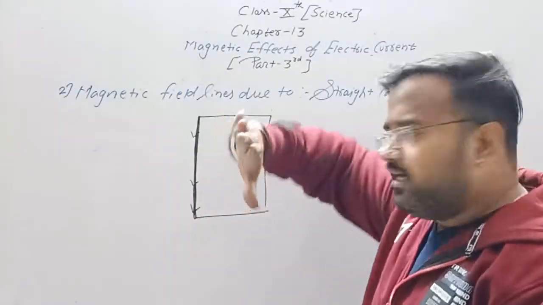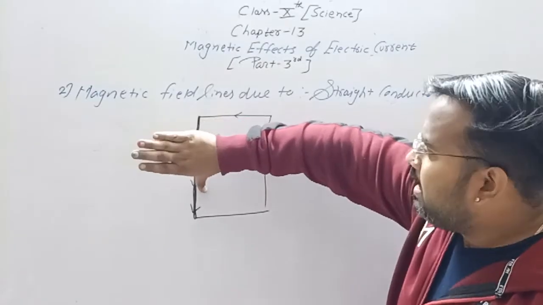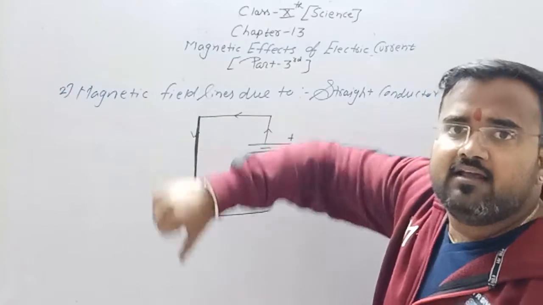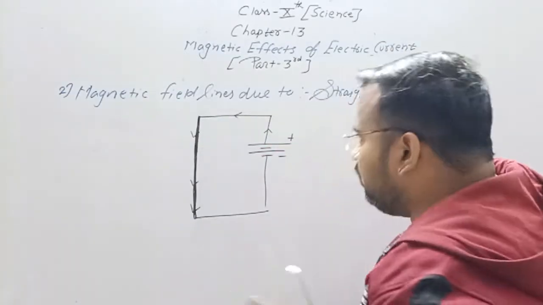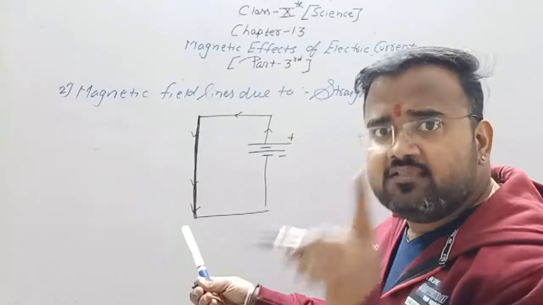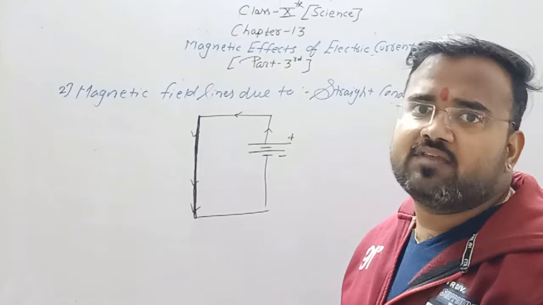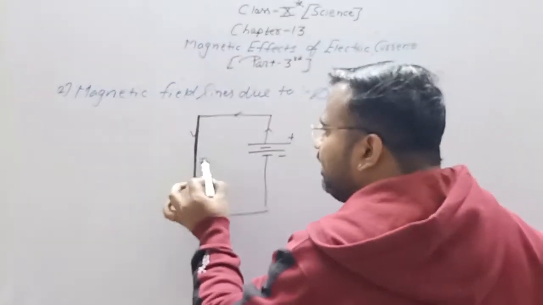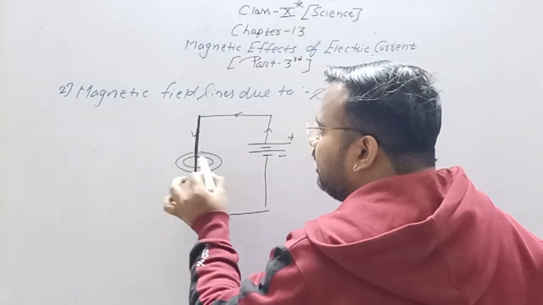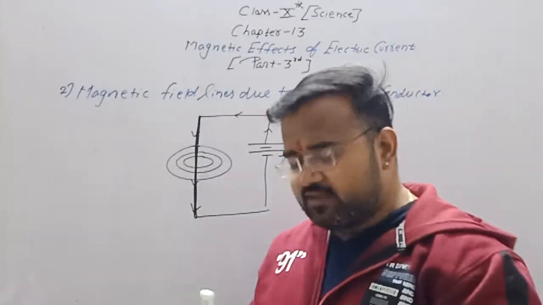Our thumb should indicate the direction of current and our fingers encircle the conductor. So when the current flows through the conductor, a magnetic field will generate around the straight conductor, and the magnetic field would be in the form of concentric circles. Okay, they would be in the form of concentric circles.